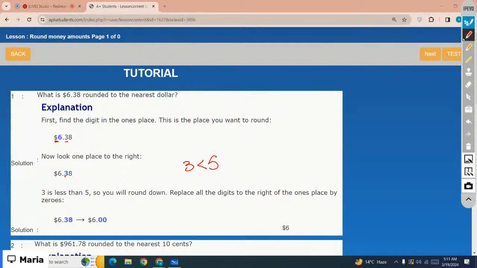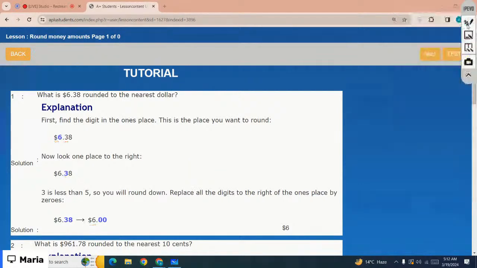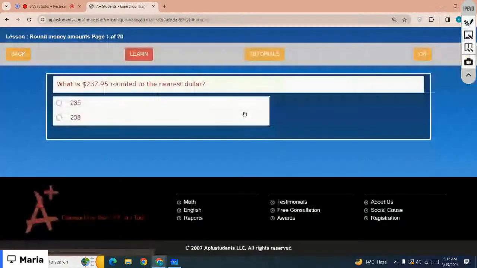Priyan, what's wrong with you? 3 is less than 5, so it would be rounded off to $6. Let's just start with the test questions. I am going to block you all. Stop talking, stop chatting. Just focus on the lesson we are working on.